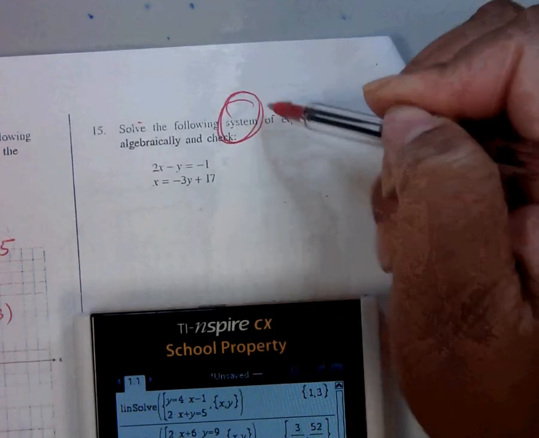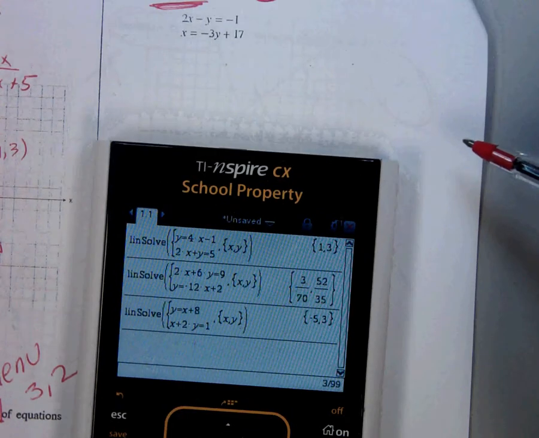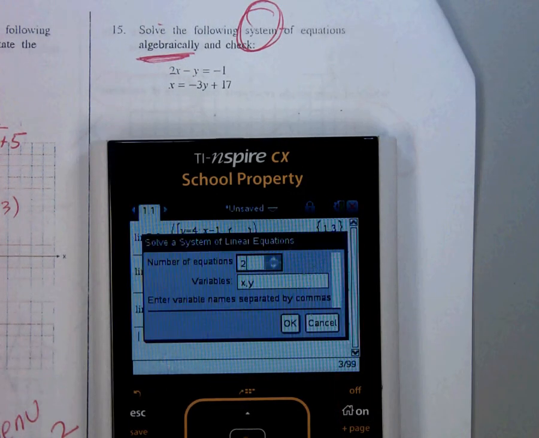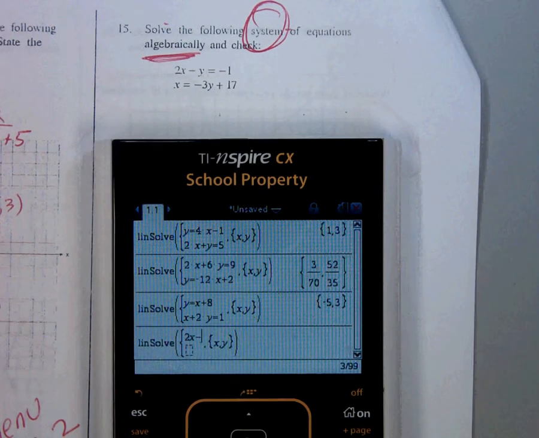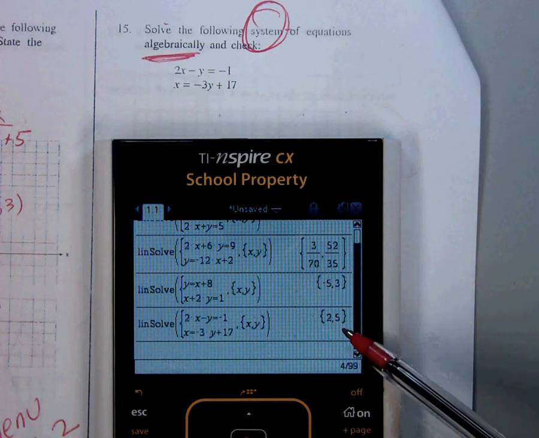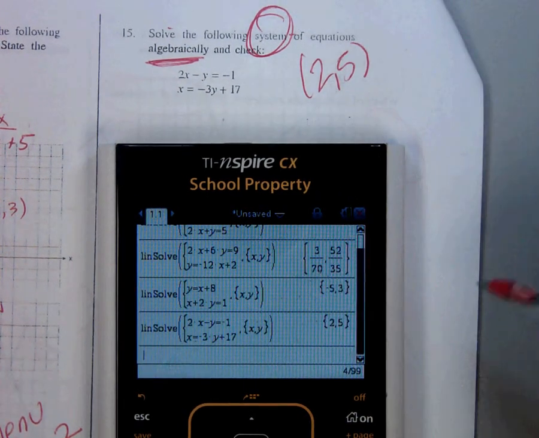Solve the who. I know it says algebraically, but what are we going to do? Enter 2x minus equals x equals, check my work, and there is my solution, and it is solved. You're done. Next question.